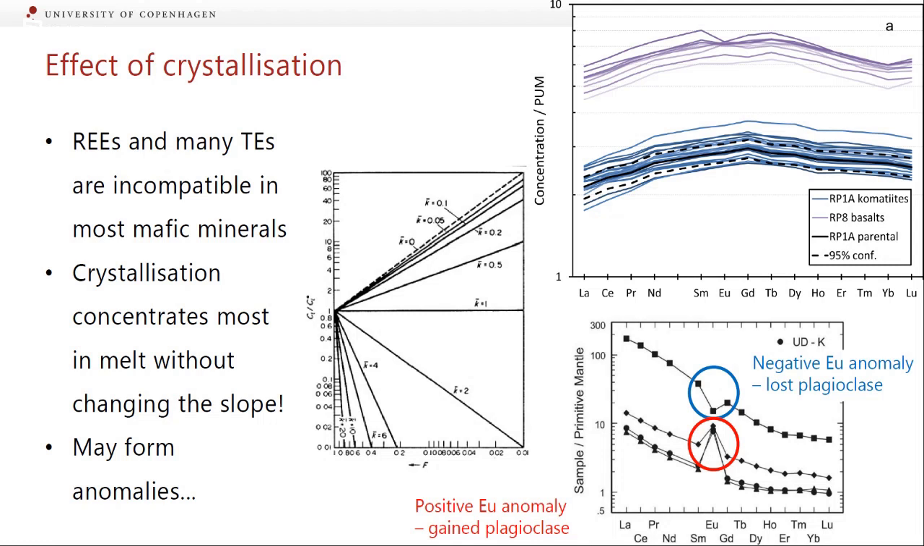Because the rare earths and a lot of these trace elements that we plot in the spidergrams are incompatible in most mafic minerals, all that means is that when we crystallize, we're just concentrating these incompatible elements in the melt without changing the slope of the diagram. So we're not fractionating the light rare earths and the heavy rare earths, and so the whole thing just moves upwards in concentration without changing shape. However, if you do have something that's compatible, say like europium here, then you'll start to get these anomalies, as in this case plagioclase is crystallizing. Iron titanium oxide crystallizing could also create a negative titanium anomaly.